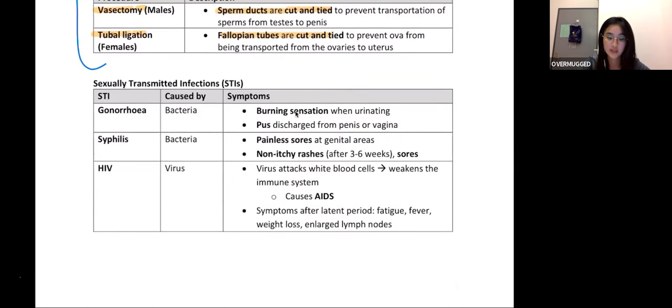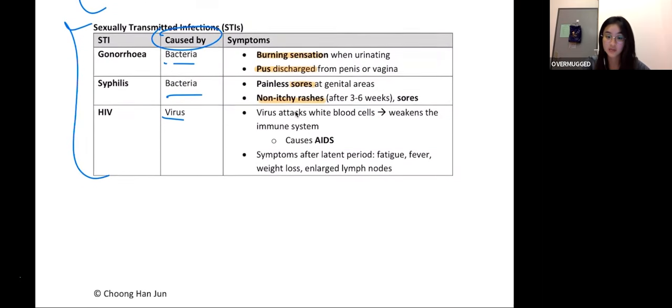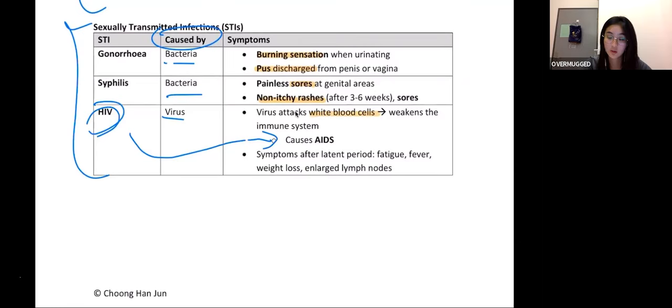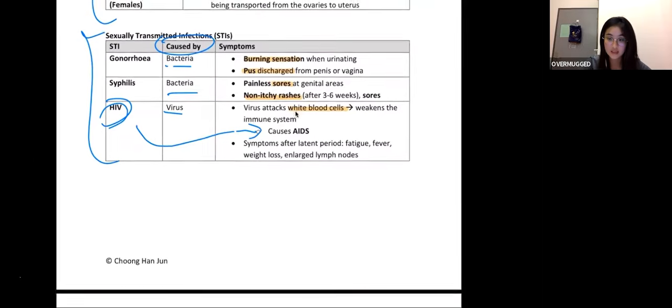Okay, very last one, STIs. 3 main STIs. Remember for me what they're caused by. Gonorrhea, syphilis is bacterial. HIV is a virus. Okay, then you need to remember the key symptoms. So for gonorrhea, burning sensation when you pee and pus being discharged. For syphilis, you have sores and non-itchy rashes. Okay, and last one, HIV, the virus causes AIDS. Okay, why? Because it kills off all the white blood cells in your body. Okay, so that is a key thing to take note.